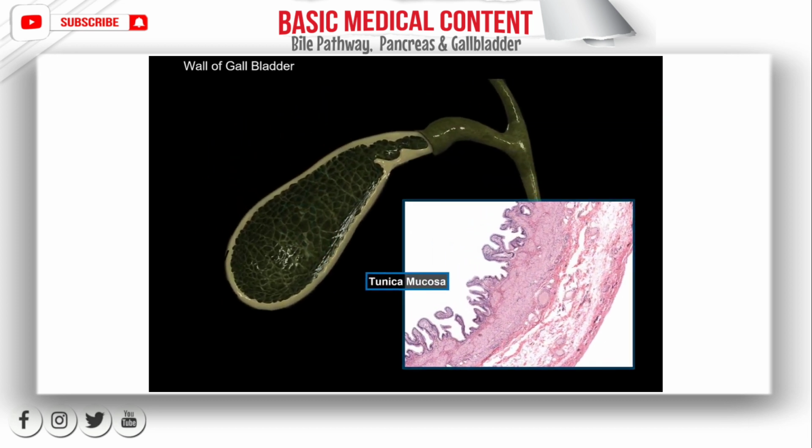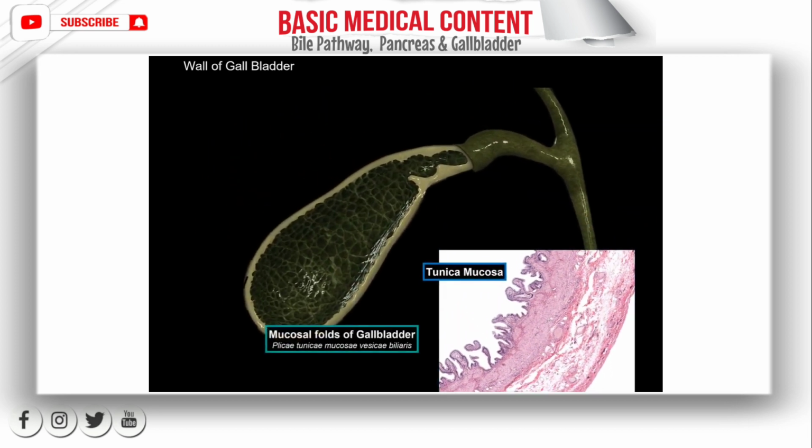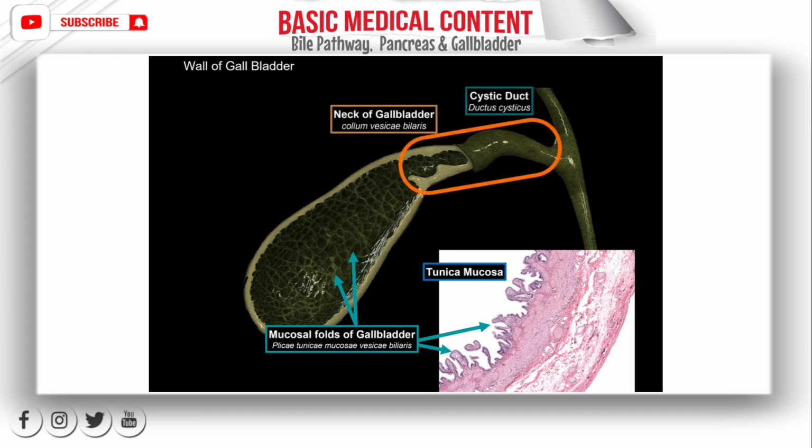Now let's do the mucosa first. The tunica mucosa has these folds on it called the mucosal folds of the gallbladder. Those are the folds you see here histologically, which you can also see on the gallbladder grossly. They are mostly present when the gallbladder is empty, and you will find them on all 3 parts of the gallbladder.